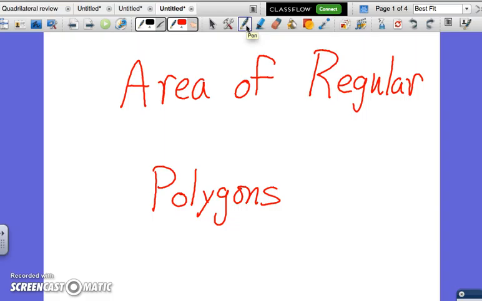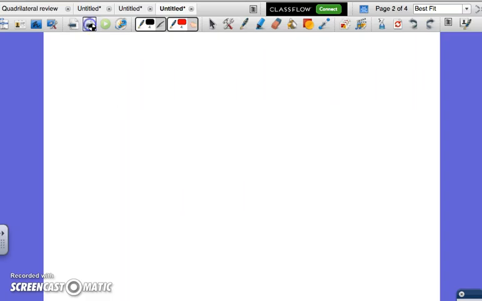Now, easy ones for regular polygons are regular triangles, equilateral and equiangular ones. Those aren't the ones we're going to use this formula for. A regular quadrilateral is a square, and we're not going to use this for a square. We've got easier formulas for that. But this one comes into play for those pentagons, hexagons, heptagons, octagons, nonagons, all those strange, crazy ones that come out.